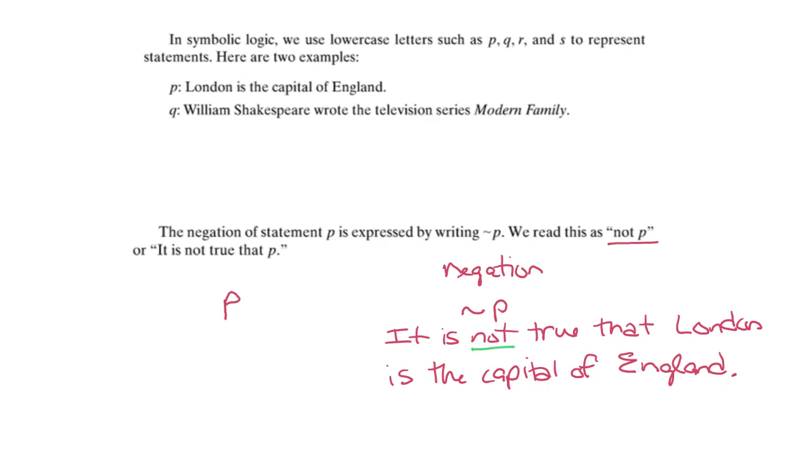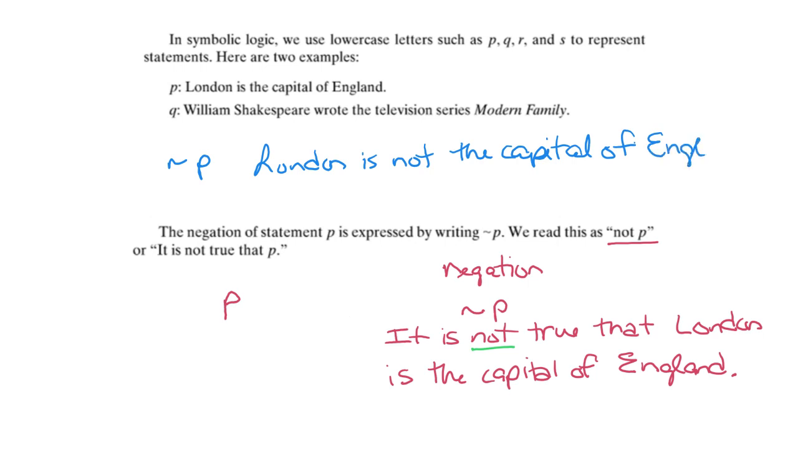And easier yet, to represent not P, we can just insert the word not. London is not the capital of England. I believe that way it's a little bit easier to understand that all we're doing is inserting the word not for that tilde, the negation.